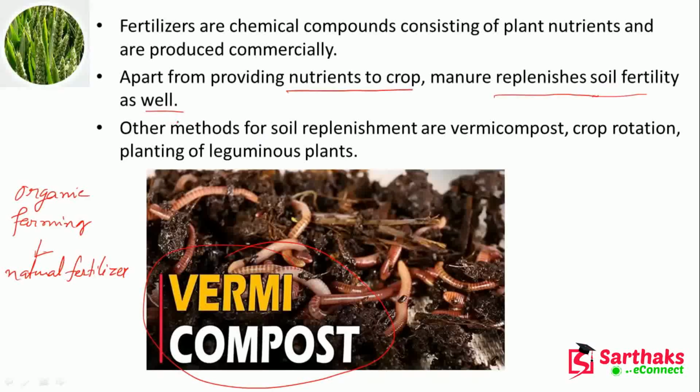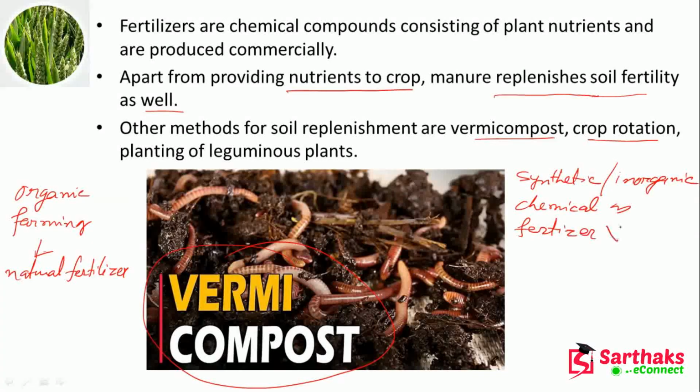Other methods of soil replenishment are vermicompost, crop rotation, or planting of leguminous plants. So we can do crop rotation, and use vermicompost instead of any synthetic or inorganic chemical fertilizer. This should be avoided, because it will destroy the soil fertility.